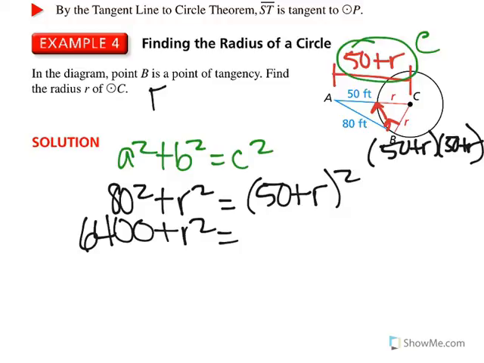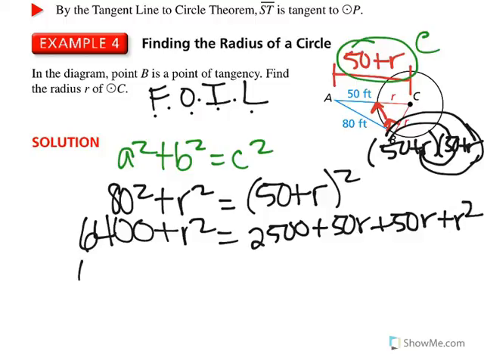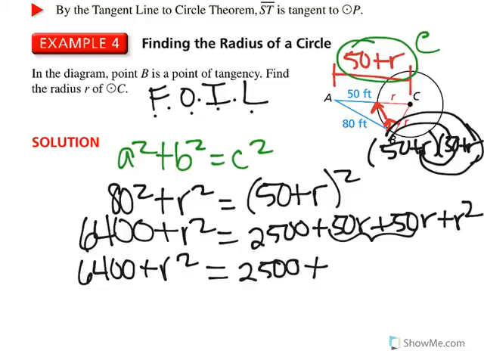And then you have to FOIL. Okay, so F-O-I-L, first, outer, inner, last. The first terms is 50 times 50, which is 2,500. The outer terms is 50 times r, so that's plus 50r. And then the inner terms is 50 times r. And then the last terms is r times r, which is r squared. Okay, and then you combine like terms, you get 6,400 plus r squared is equal to 2,500 plus, and then you add these together, so you get 100r plus r squared.